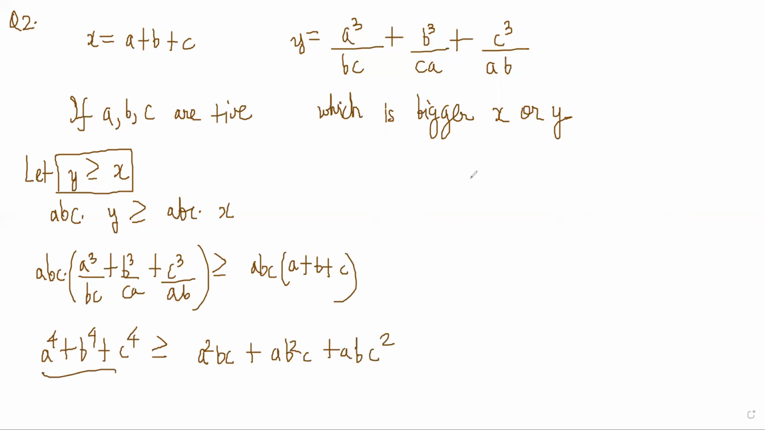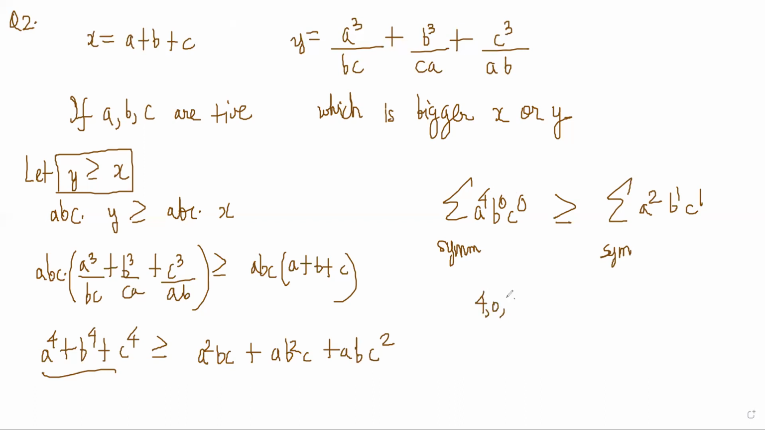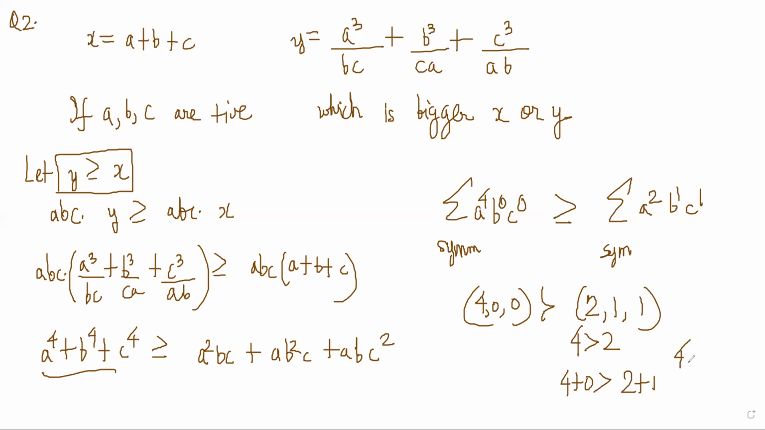Now this thing can be written as a symmetric sum of 4, 0, 0: a power 4, b power 0, c power 0, symmetric, and we have to show that that is greater than or equal to the symmetric sum of a square b power 1 c power 1. Now notice that the 4, 0, 0 sequence majorizes the sequence 2, 1, 1 because 4 is greater than 2, 4 plus 0 is greater than 2 plus 1, and 4 plus 0 plus 0 is equal to 2 plus 1 plus 1. These are the conditions for majorization. So therefore, this inequality is always going to be true by Muirhead.